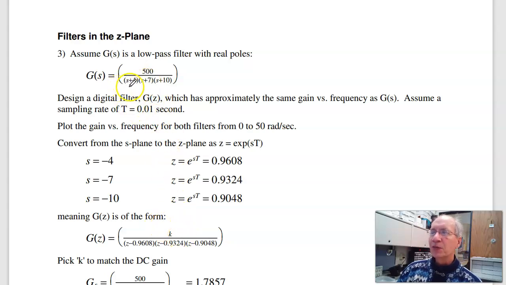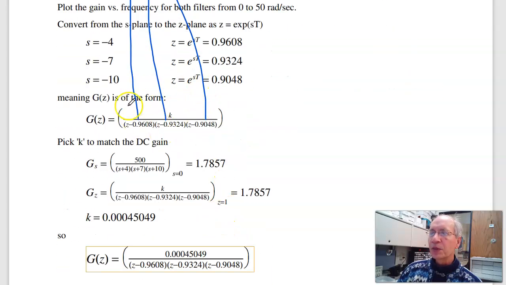I've got a pole at minus 4 in the s-plane. In the z-plane, its map is e to the st. This becomes 0.9608 in the z-plane. Minus 7 becomes 0.93. Minus 10 becomes 0.90. So there's my filter in the z-plane.